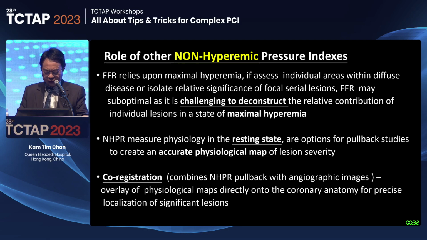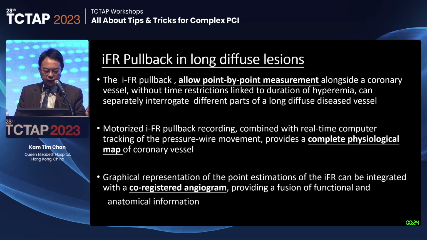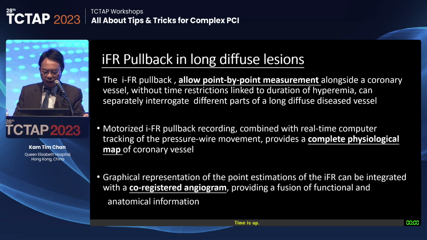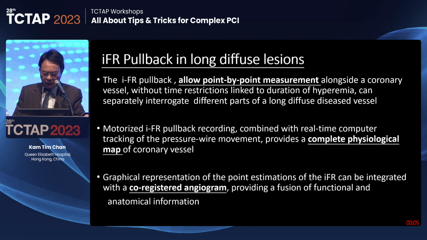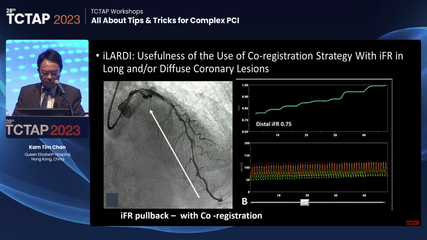Nowadays, with co-registration technology, we can overlay the physiological map directly onto the coronary angiogram for precise localization of significant lesions. One example is iFR pullback in long diffuse disease, which allows a point-to-point measurement along the entire coronary vessel without the time restriction linked to hyperemia, so we can separately interrogate different parts of a long diffuse disease vessel. With motorized iFR pullback recording, combined with real-time computer tracking of the pressure wire movement, we can provide a complete physiological map of the coronary vessel. With this co-registration technology, we can provide a fusion of physiological and anatomical information.